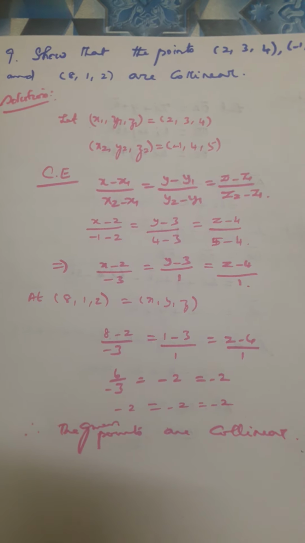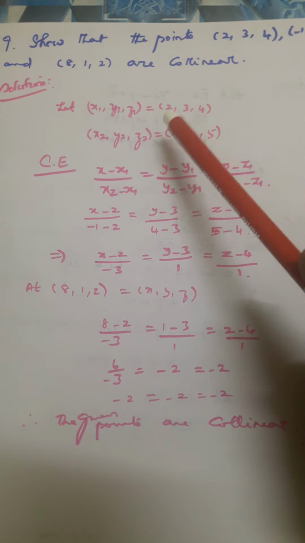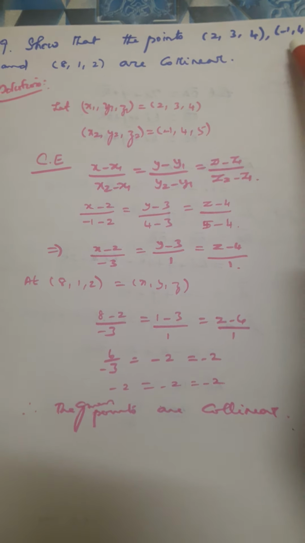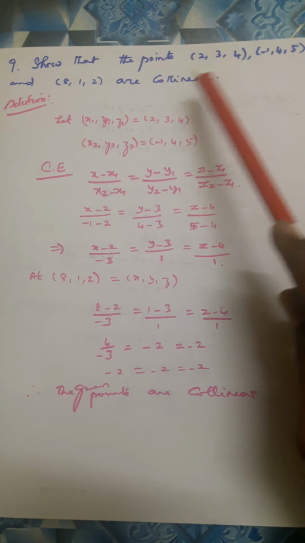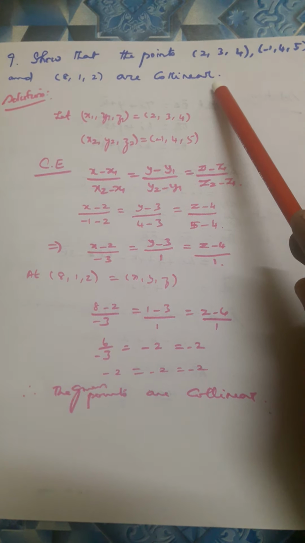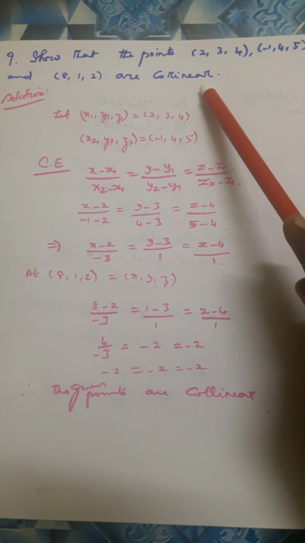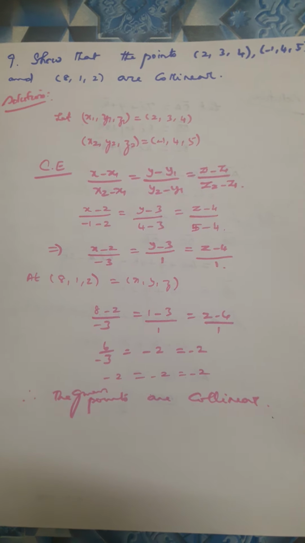Now again one of the simple questions. This all you know, this question you know. So the points, you have 3 points, 8, 1, 2 are collinear. Last one, collinear. You have to prove the points are collinear. Collinear means 3 or more points lying on the same line.